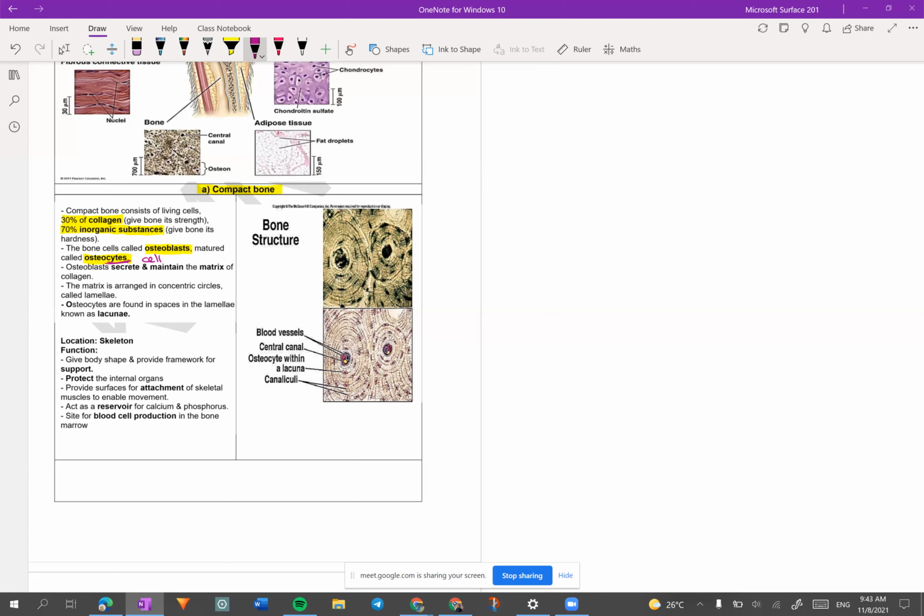Only when the cell is young, it is called blast. So for this particular compact bone, when it is young, the cell is known as osteoblast. When it has matured, you call it osteocyte. So what is the function of this cell? It secretes and maintains the matrix of collagen. Okay, it will maintain these two things.